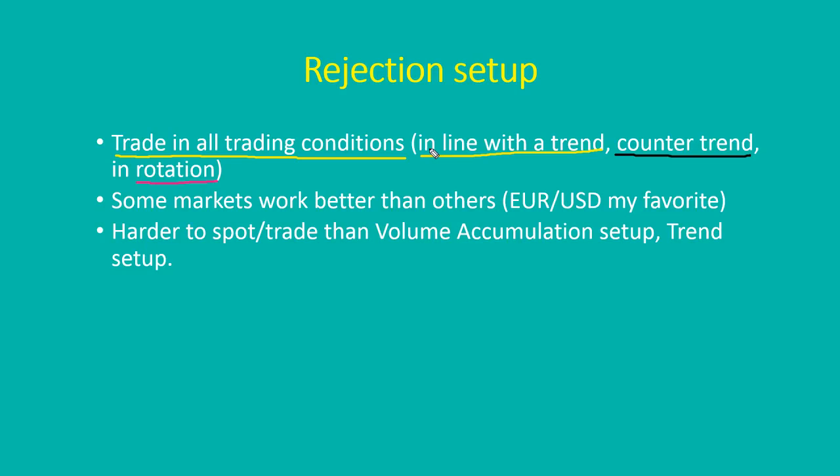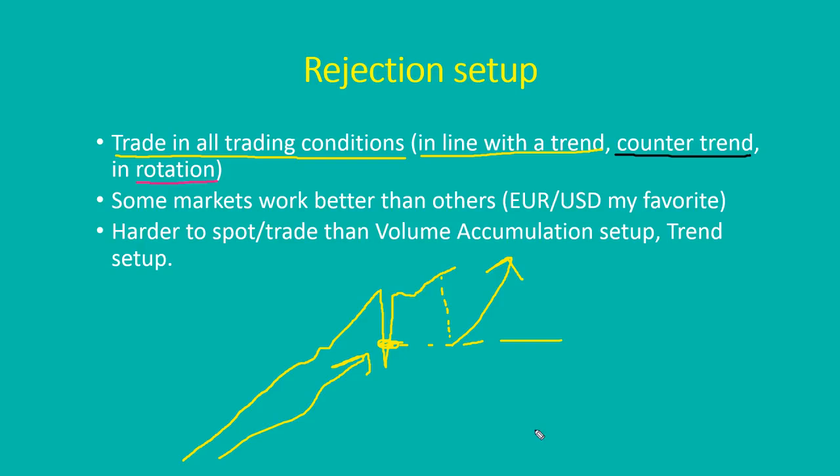So when you trade the rejection setup in line with a trend, means that there is a strong trend, let's say an uptrend. Then there is aggressive rejection of lower prices, and then the price continues. So this is exactly what I mean by that you can trade in the line with a trend, because you just wait for the price to make it to significant volume cluster, and you enter long from there, which is in line with the current uptrend. So this is trading in line with a trend.